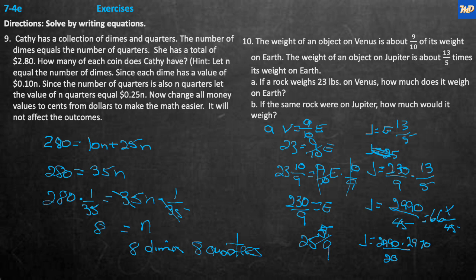Because 2970 is 45 times 66. I subtracted that from 2990, and I have 20. That's the remainder when I divide by 45. So the answer then is 66 and 20/45. And 5 goes into 20, 5 goes into 45, so J, Jupiter's weight, equals 66 and 4/9.